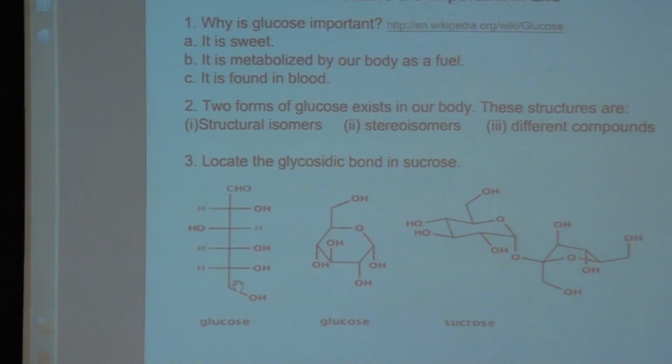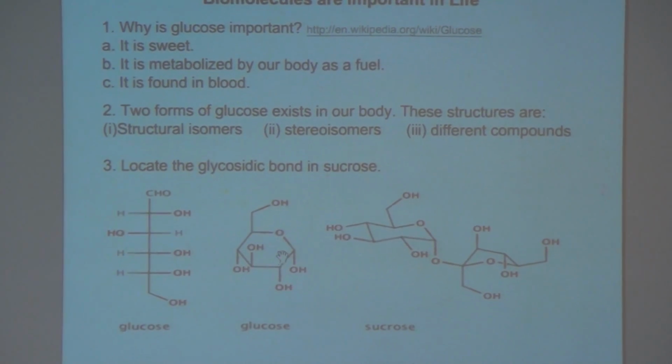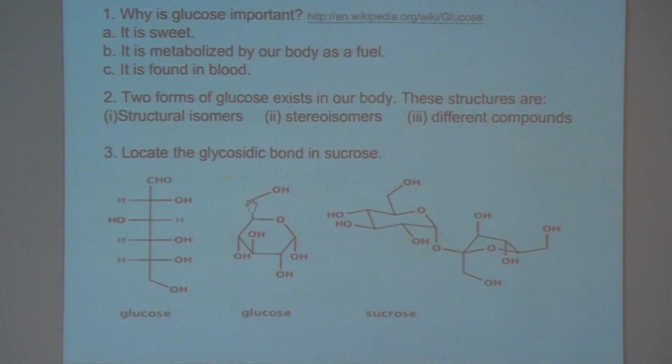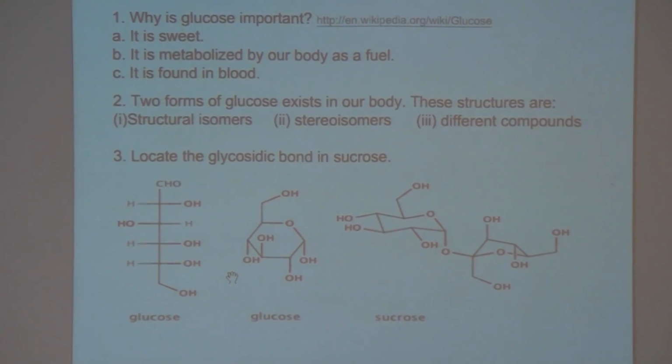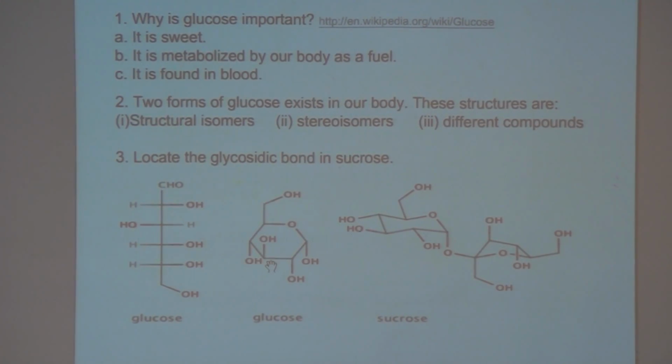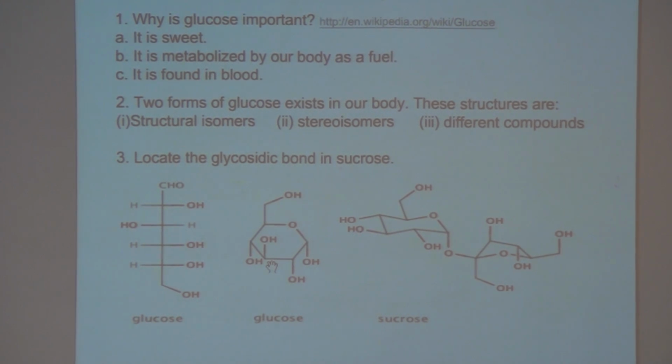The other form of glucose is this ring. Okay, so we have 6 carbons in this ring. We have 1, 2, 3, 4, 5, 6. Are these two structures structural isomers, stereoisomers, or different compounds?